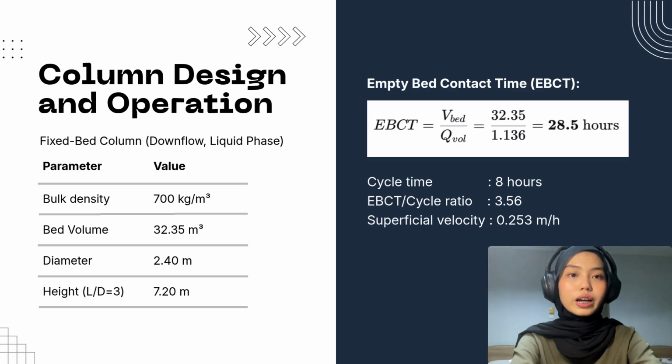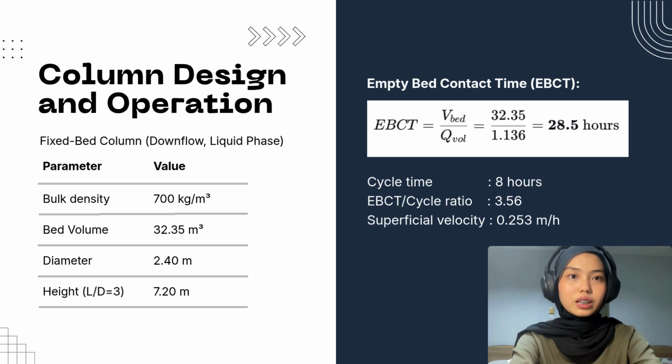So let's take a look at the empty bed contact time, or EBCT. This is a critical parameter that tells us how long the liquid remains in contact with the adsorbent. We calculated the volumetric flow rate of the crude feed using the mixture density of 880 kilograms per cubic meter, giving us 1.136 cubic meters per hour. Dividing the bed volume of 32.35 cubic meters by this flow rate gives us an EBCT of 28.5 hours.